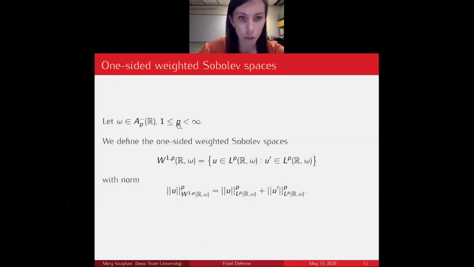So we take one of these weights and we define our one-sided weighted Sobolev spaces to be the functions u in weighted LP such that their derivative is also in weighted LP with the norm that you would expect. And so we see that these are one-sided and that they're good for working with fractional derivatives, as we'll see from the next slide.